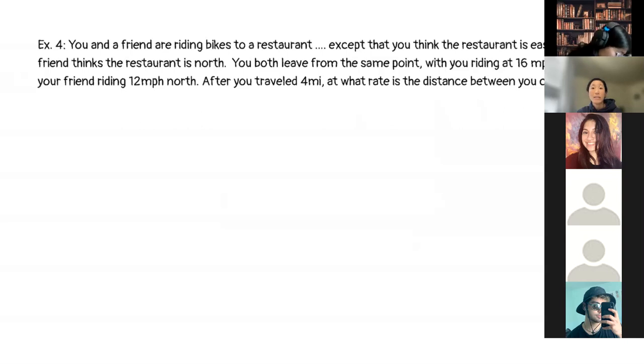Now you leave from the same point, all right? You are riding at 16 miles per hour east. You're going pretty fast. And your friend is riding 12 miles per hour north. They're going fast, but not as fast as you because you're better. After you traveled 4 miles, at what rate is the distance between you changing?